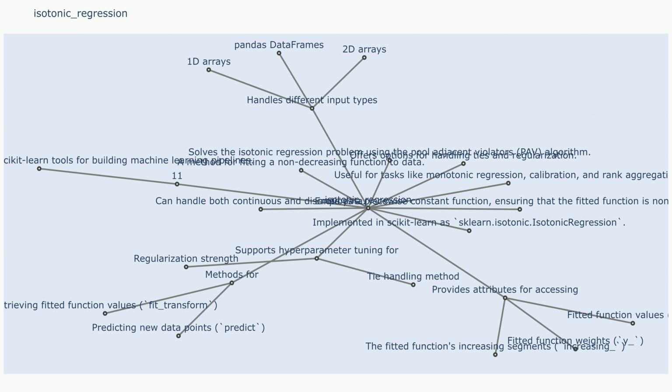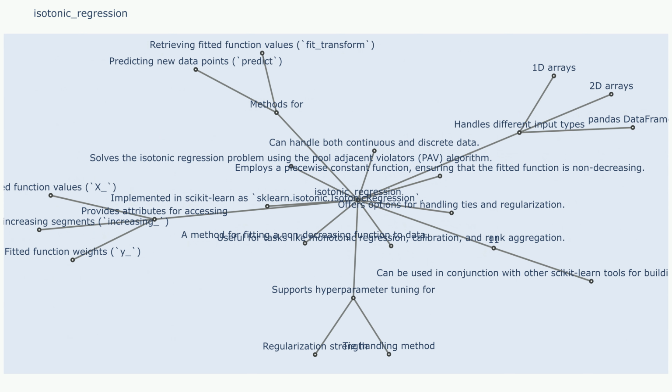Key function: sklearn.isotonic.IsotonicRegression. This is the primary class used for isotonic regression in scikit-learn. Let's delve into its key attributes and parameters. YAML example with explanations. YAML: isotonic_regression. Input data for the predictor variable x.